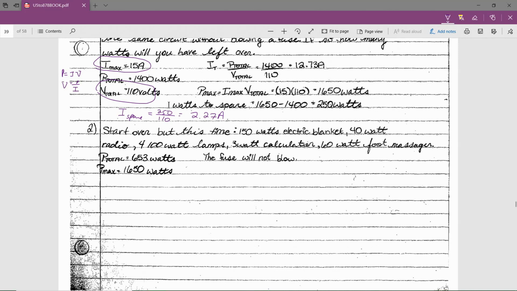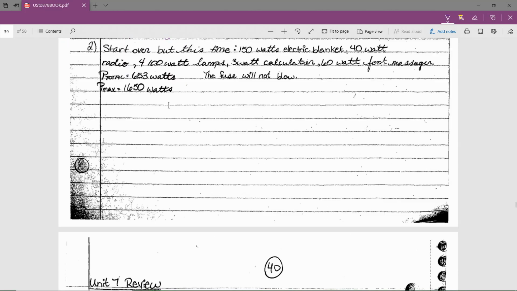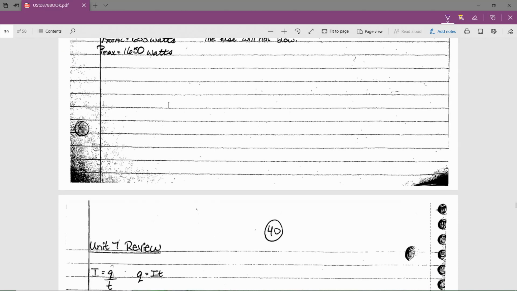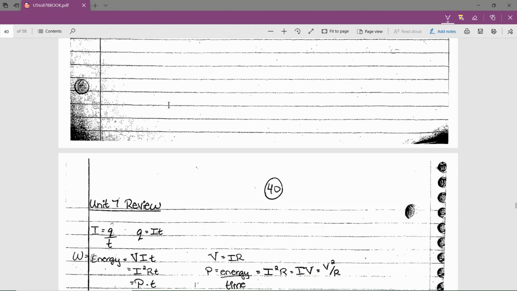Okay. Anyways, so the fuse isn't going to blow. I can put more stuff in. But yeah, if you have holiday lights, then you can put lots and lots in without blowing a fuse because each light does not draw that much power.